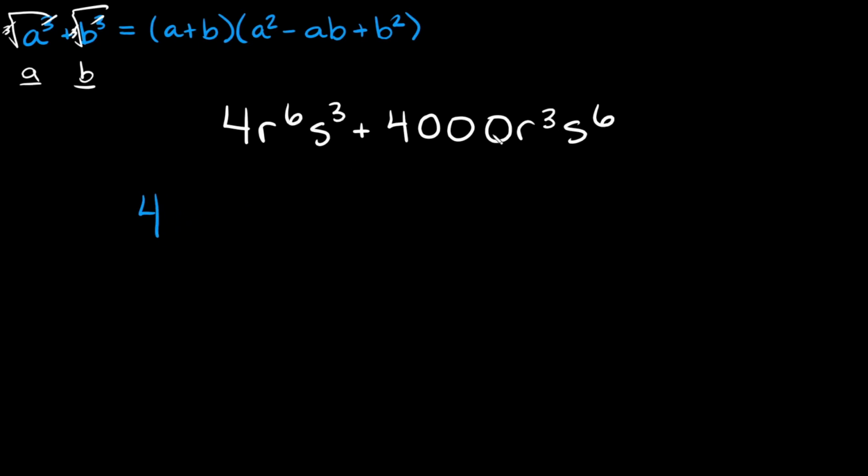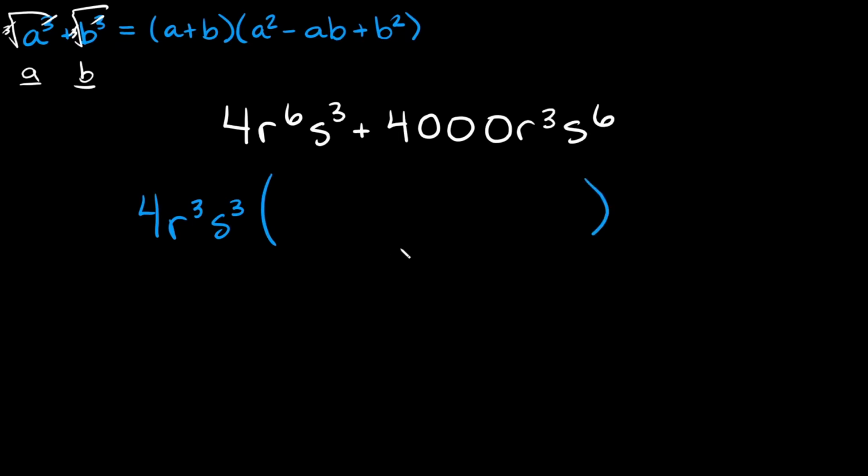Here we have 6 r's, here we have 3 r's, so we can pull out at least 3 r's from each of them, right? So r cubed. And then here we have 3 s's, and here we have 6 s's. So again, we can pull out at least 3 s's from each of them, right? So we're going to have s cubed, okay?